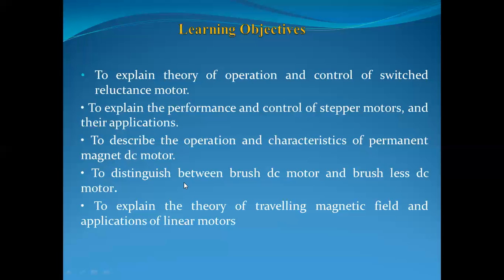For example, the washing machine is one of the best examples, which nowadays works on fuzzy logic or neural networks. Next, to explain the performance and control of stepper motors and their applications, and to describe the operation and characteristics of permanent magnet DC motors, and also brushed DC motors and brushless DC motors.